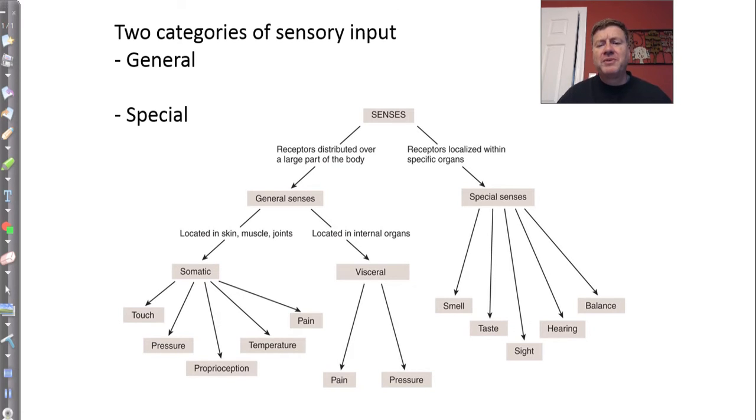The difference between special senses, though, is that these are going to be highly specialized and highly localized receptors. And if you notice where you find smell, taste, sight, hearing, and balance, all of these are going to be associated with the head. So general senses are going to be distributed broadly, and the receptors for those are going to be distributed broadly. Special senses are going to be highly localized within the head and are very specialized for certain kinds of sensations.